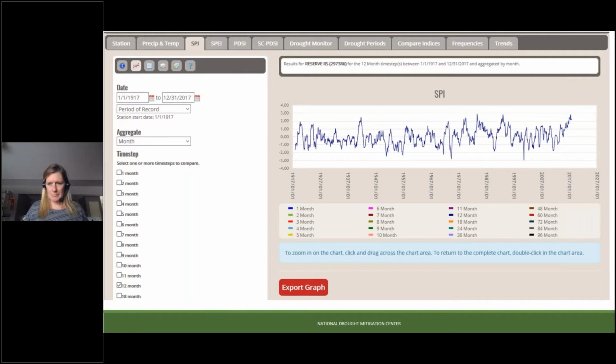It's in the east central part of the state. It has a record that goes all the way back to 1917. And so for that period of record, you can see what the SPI looks like. For this one here, this is a 12-month SPI. You can easily see those wet and dry periods that take place during the period of record where the SPIs will go from very positive to very negative.